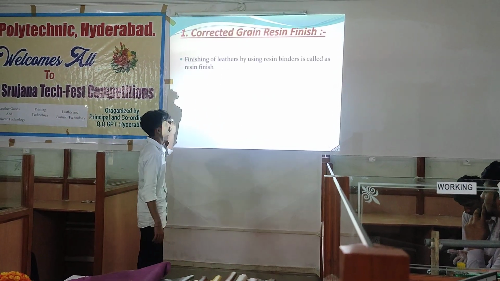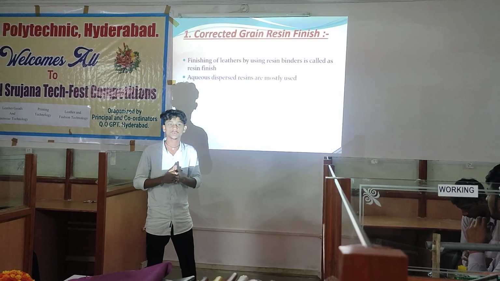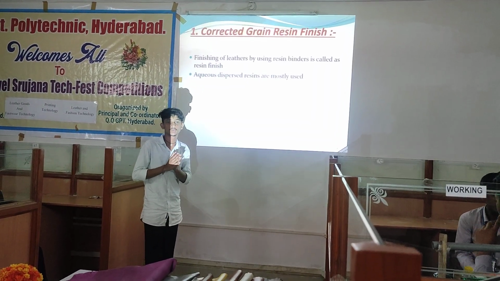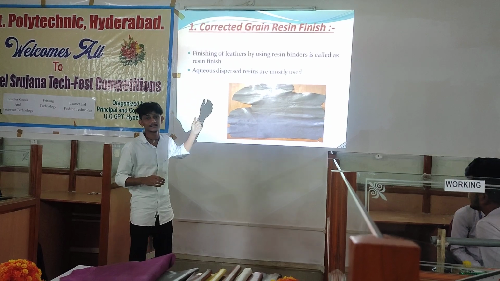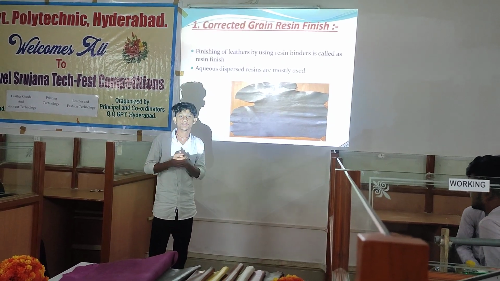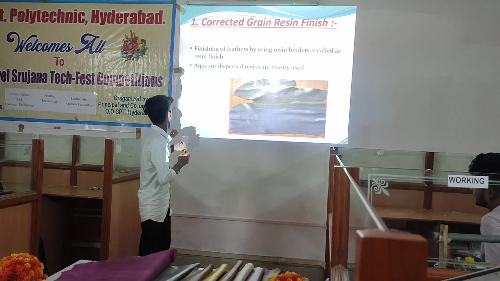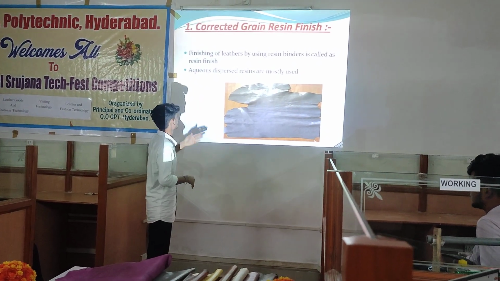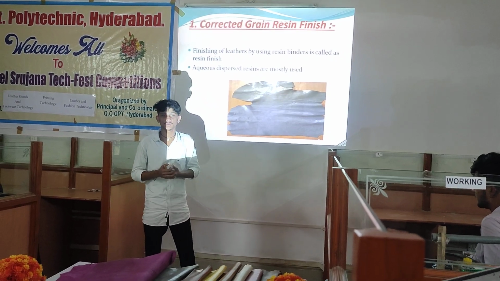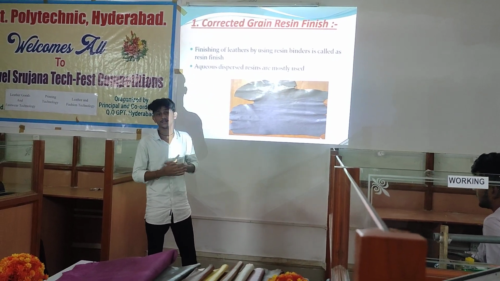Now we are discussing in detail one by one. Corrected grain resin finish. In this process, we have to use resin binders. Resin binders are used in this process to make the leather prettier and give good properties to the leather, like appearance and feel, and to improve the cost. Aqueous dispersed resins are most used. Aqueous dispersed means liquid-form resins are used in this corrected grain resin finish method.